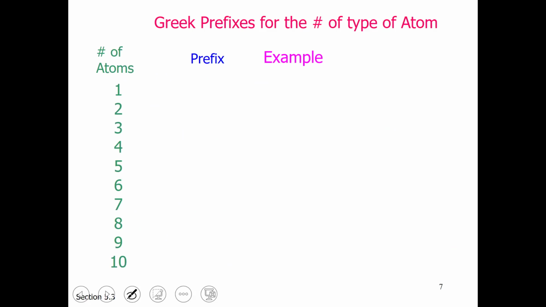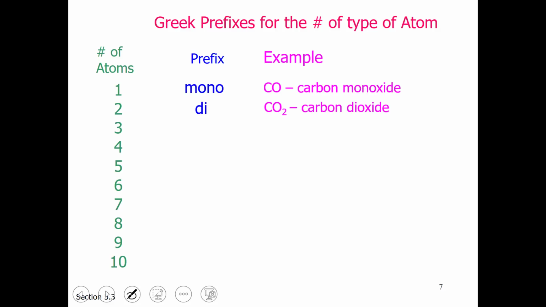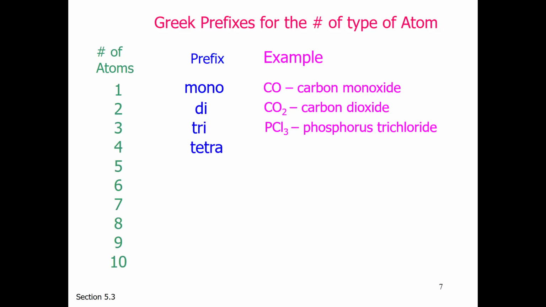You're probably already pretty familiar with the prefixes for the number of atoms. Mono is for when you have one atom, and I'm sure you've heard of carbon monoxide. Di is for 2 atoms, carbon dioxide. Tri would be for 3 atoms. Phosphorus trichloride is an example. Tetra would be for 4 atoms. So carbon tetrachloride might be an example that is sometimes used in dry cleaning.